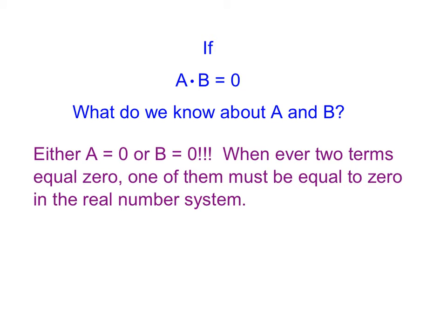So either A equals 0 or B equals 0. This is called the zero property. I don't really care that you know the name of it necessarily, but on IXL and some other places, they actually refer to it as the zero property. So within the directions, it might say use the zero property.